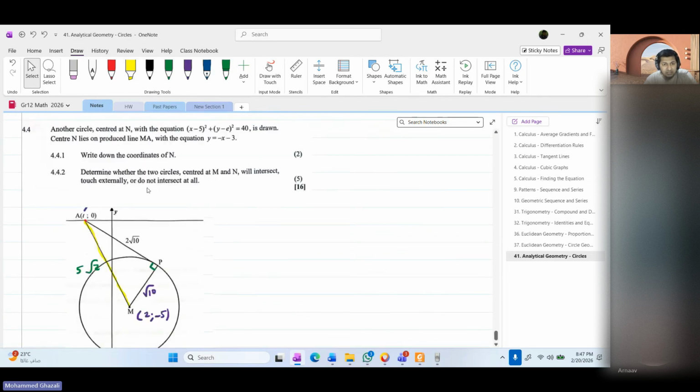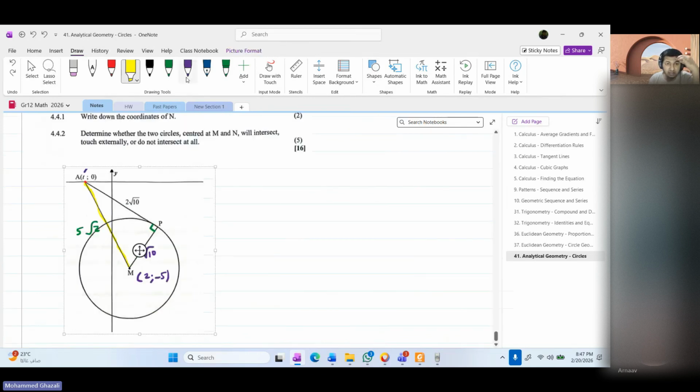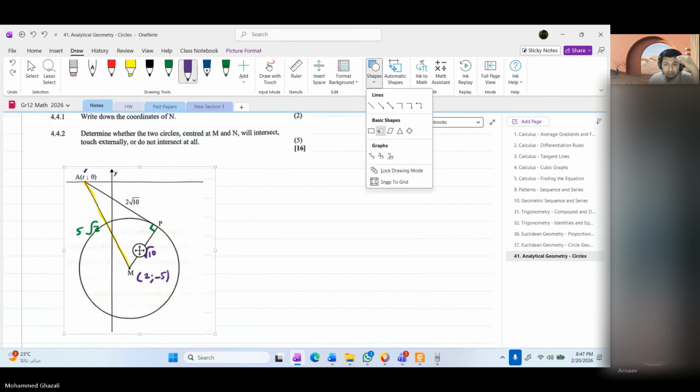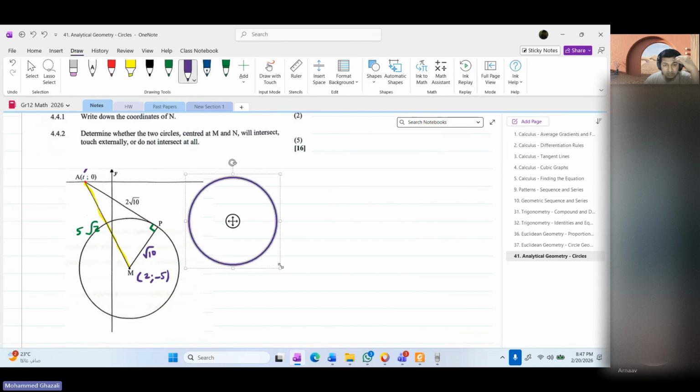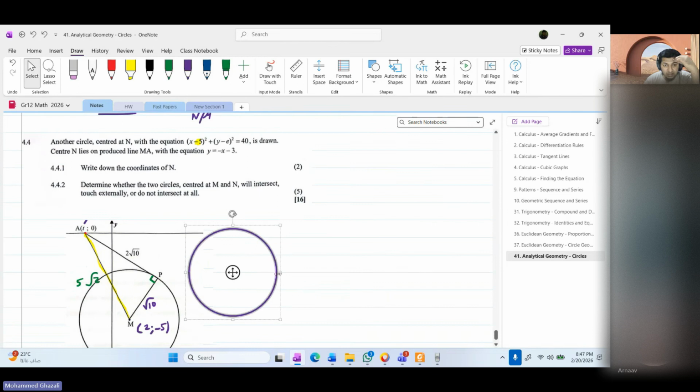Now they're saying another circle with the equation x minus 5. Now you already know because of the minus 5 here that the x value is 5. So obviously it can't be to the left of M. It has to be to the right of M. So there is another circle which is something like this. Let's draw another circle, right?